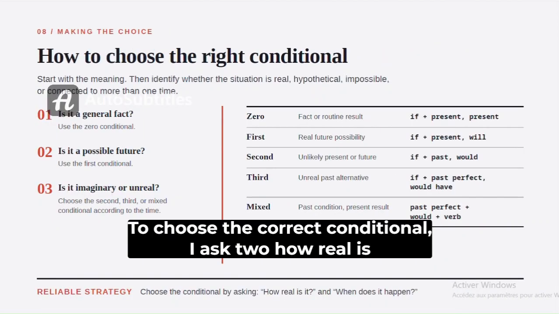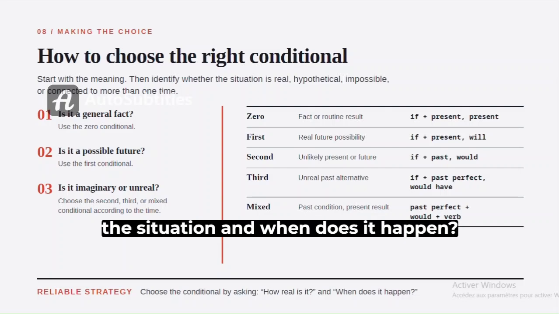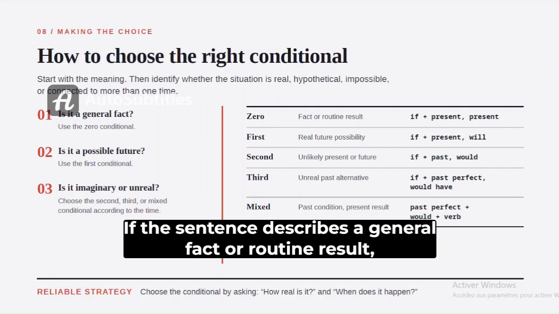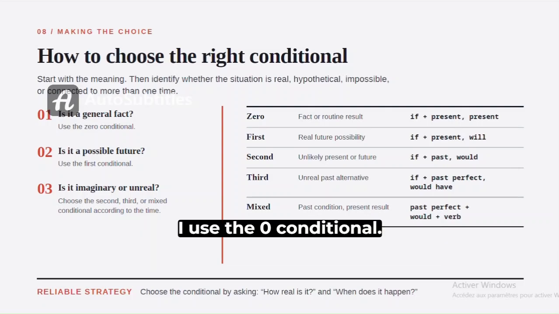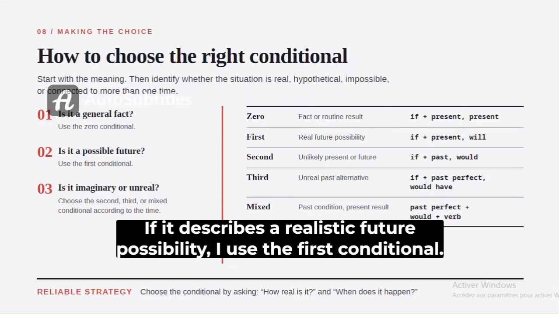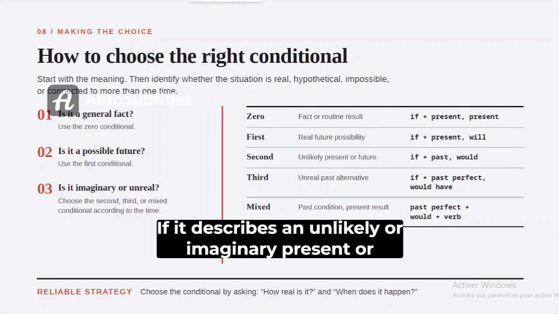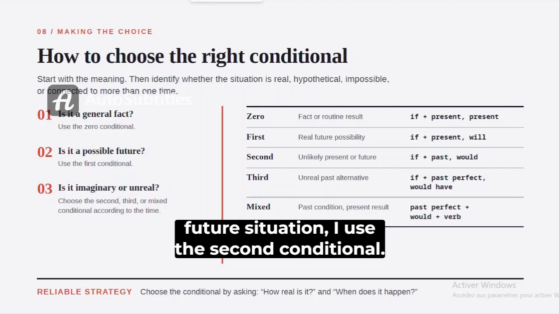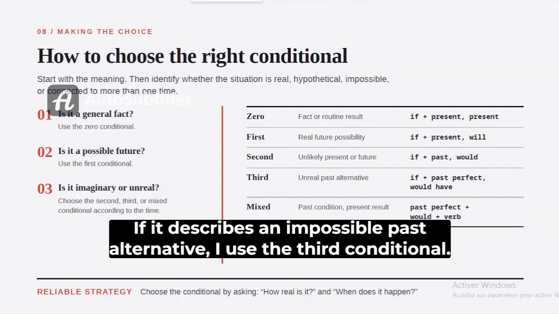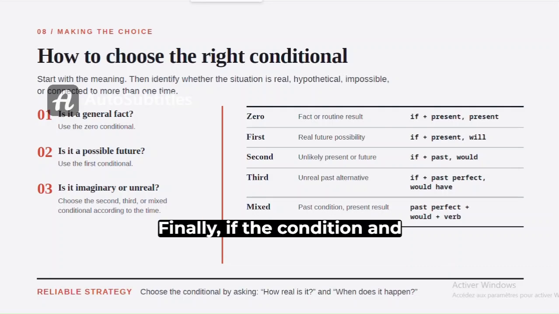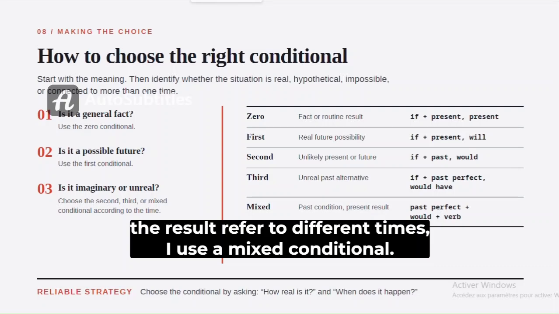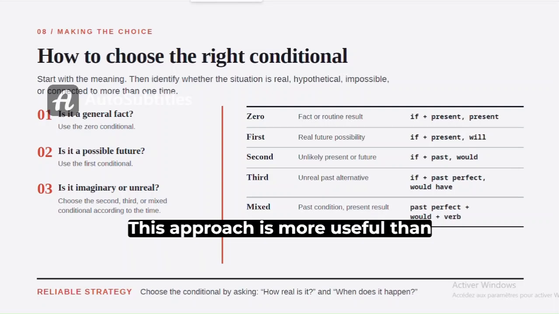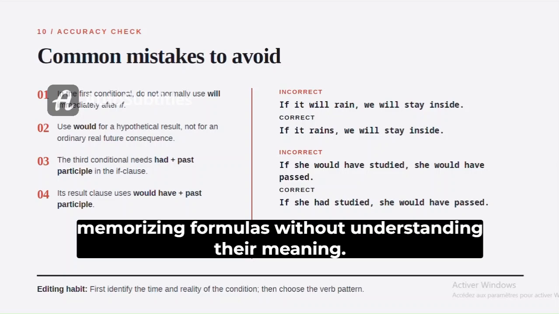To choose the correct conditional, I ask two questions. How real is the situation, and when does it happen? If the sentence describes a general fact or routine result, I use the zero conditional. If it describes a realistic future possibility, I use the first conditional. If it describes an unlikely or imaginary present or future situation, I use the second conditional. If it describes an impossible past alternative, I use the third conditional. Finally, if the condition and the result refer to different times, I use a mixed conditional. This approach is more useful than memorizing formulas without understanding their meaning.